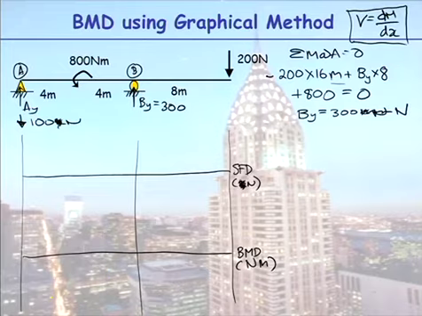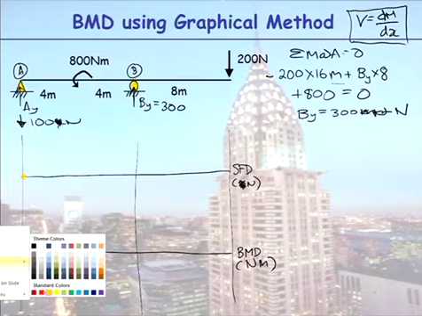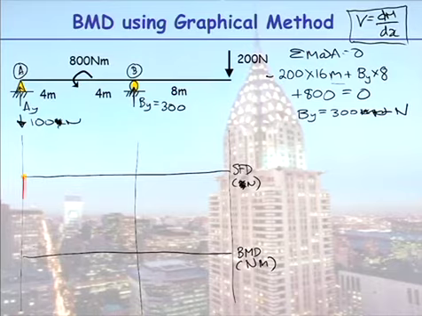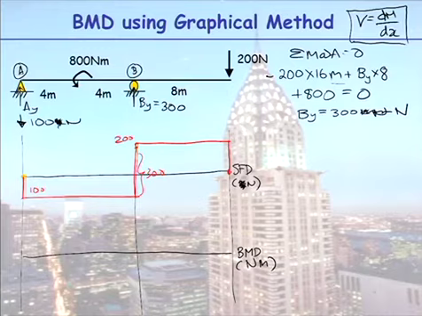Shear force diagram. Which way do I go? Down. Across, up 300, that takes me up to 200, across, down, I end up at 0, I'm happy. If I don't end up at 0, I've made a mistake.